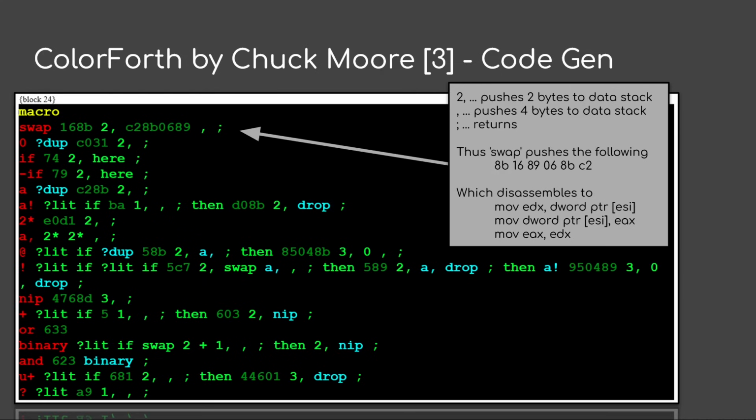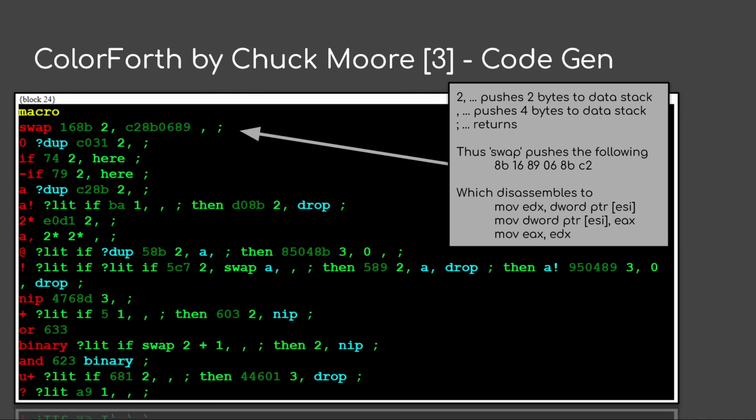So effectively what we're doing is we're pushing some bytes to actually create code onto the data stack where swap is defined. And if we disassemble these 6 bytes, we get mov edx, dword ptr [esi]. So effectively, we're pulling from the stack into edx. And the stack in this case is the data stack of Forth. The next one is mov dword ptr [esi], eax. So we're pushing the existing cached value of the top of the stack, which is in eax.